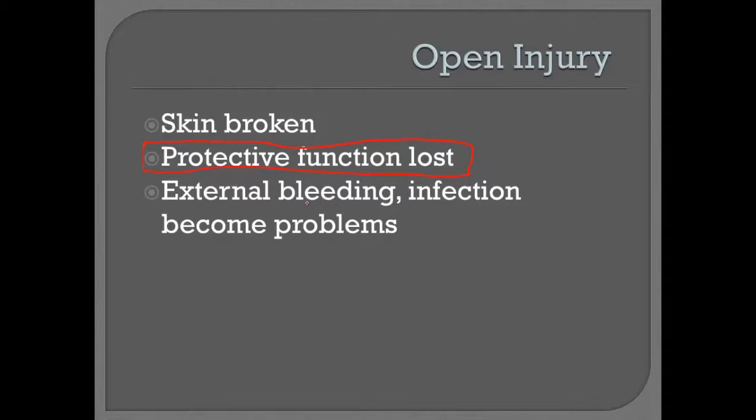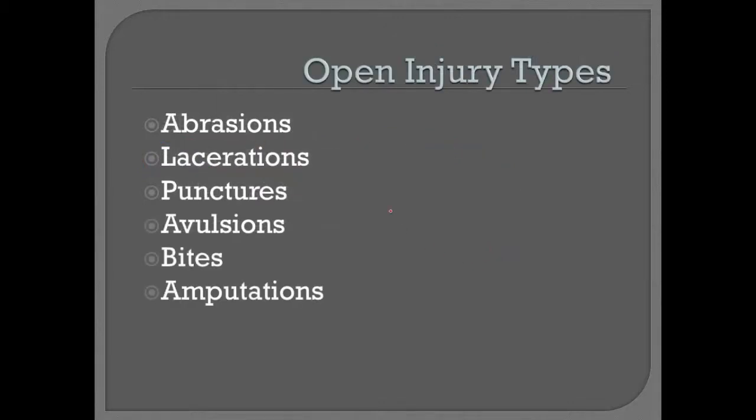It does lead to external bleeding, although remember, this is not really different other than we can actually see the blood coming out. With the closed injuries, we still had bleeding, it just wasn't coming out. And then infection is a huge risk with open soft tissue injuries. Infection becomes a huge issue. Here's a list of your open injury types. We have abrasions, lacerations, punctures, avulsions, bites, and amputations.